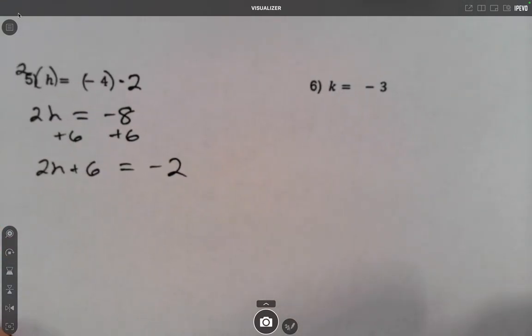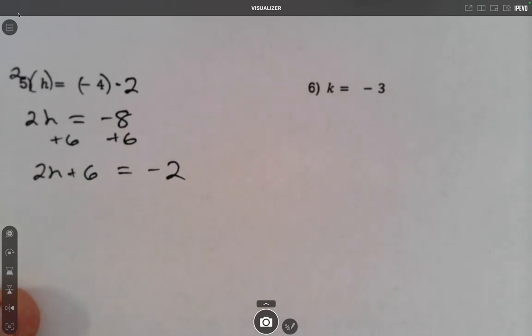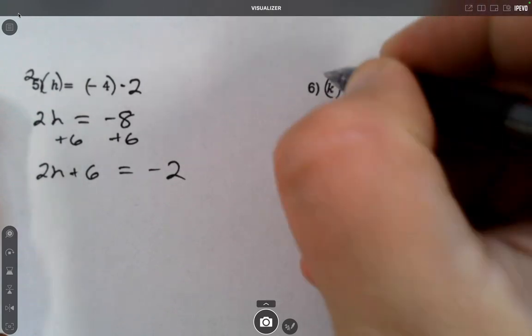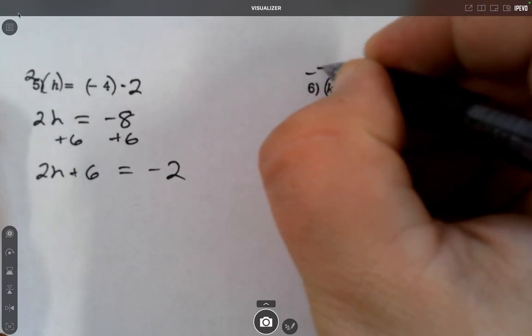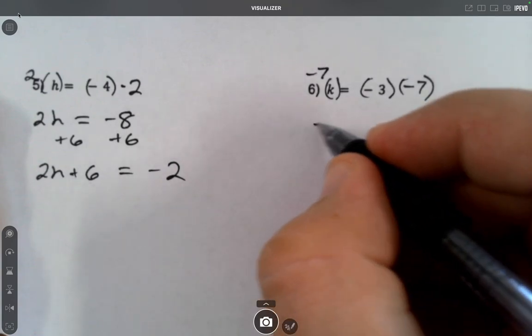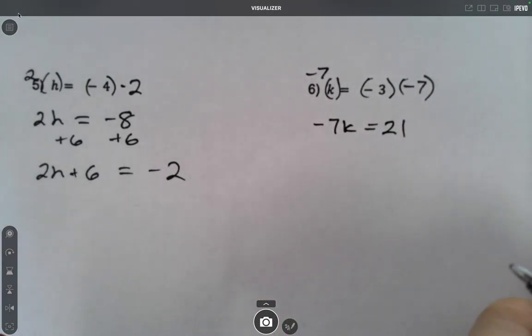Okay, let's do something similar over here. This time all is multiplied by negative. They love it. I will multiply by negative 7. Both sides. That gives me negative 7k equals positive 21. Because they better remember, a negative times a negative is a positive.